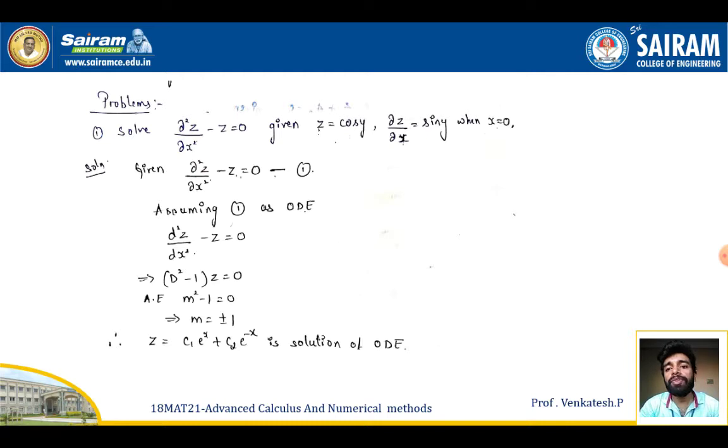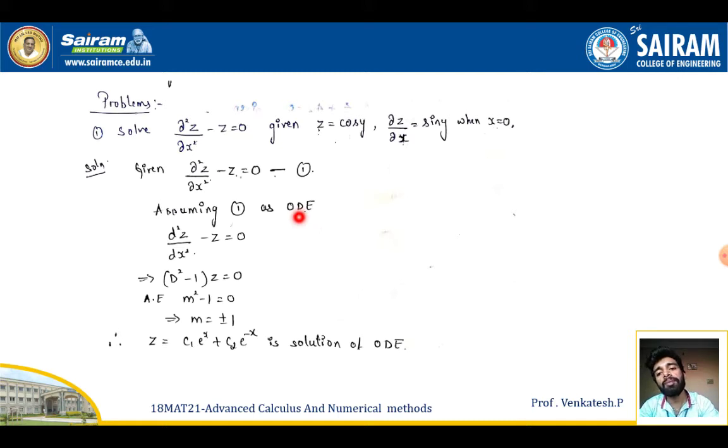The first problem: solve ∂²z/∂x² − z = 0, given z = cos y, ∂z/∂x = sin y when x = 0. So given ∂²z/∂x² − z = 0, I will call it equation number 1. I'm going to treat equation 1 in terms of ordinary differential equations.